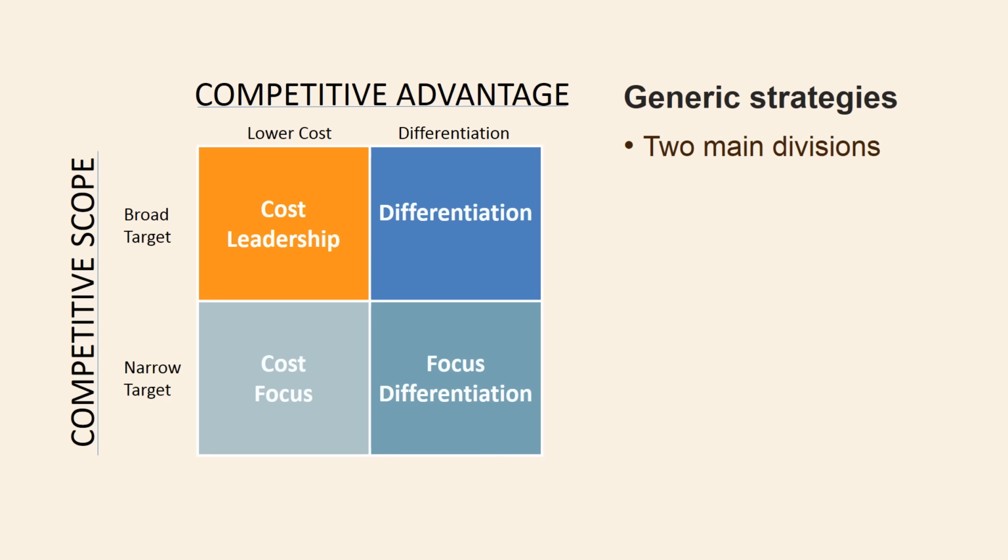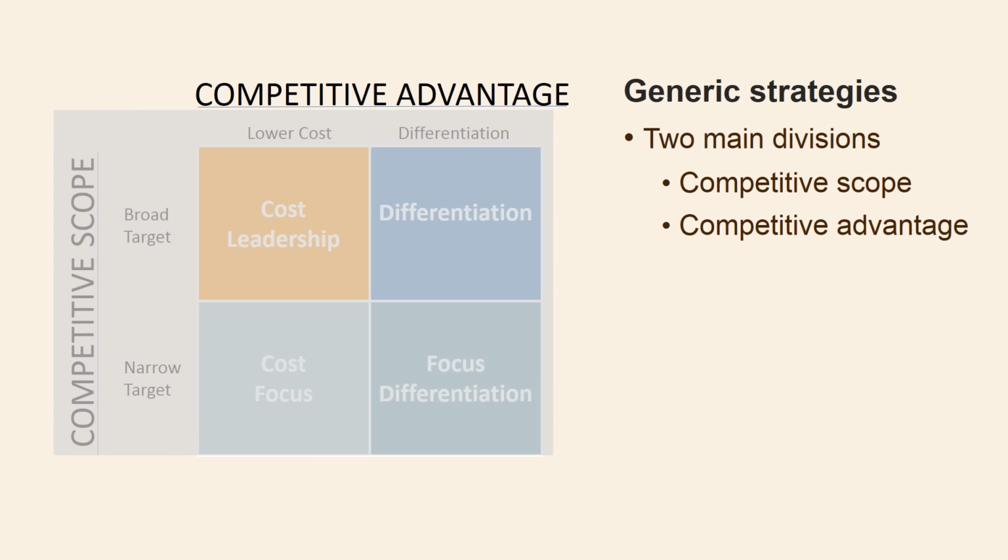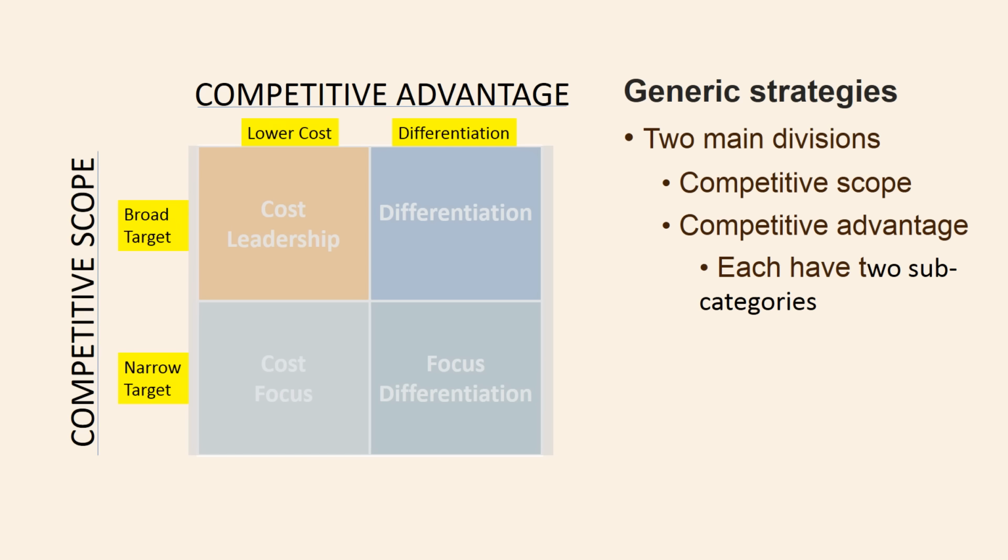The model has 2 main divisions. One of these is competitive scope, which defines the breadth of the firm's target market within its industry. The second is competitive advantage. Each of these 2 broad divisions have 2 subcategories.